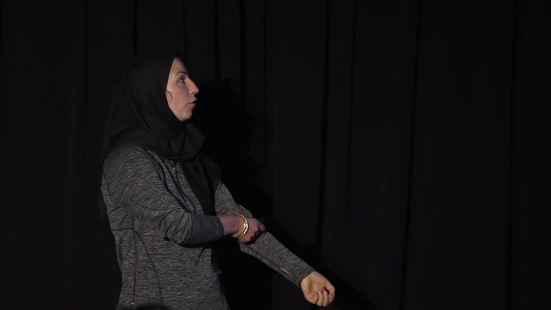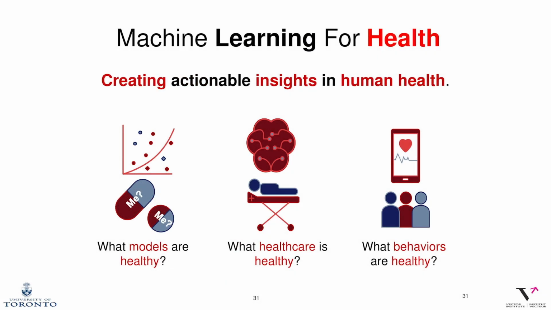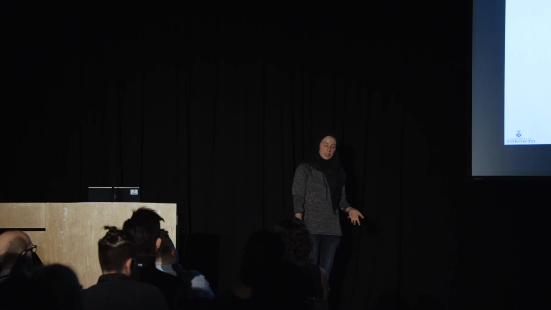So my group broadly focuses on creating actionable insights in human health. We focus on creating models that are healthy. So can we train models that work well in a medical setting? What kind of healthcare is healthy? Once you've trained a model that works well, can you then use it to interrogate healthcare and establish what works best for people? And finally, what kind of behaviors are healthy? Because ideally, we don't want to just recommend optimal treatments, improving practice and knowledge. We'd like to keep you out of the hospital entirely.